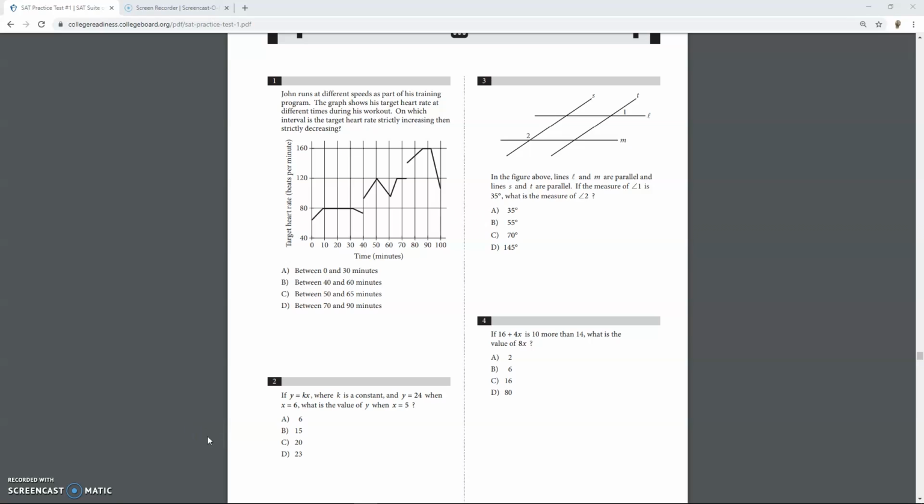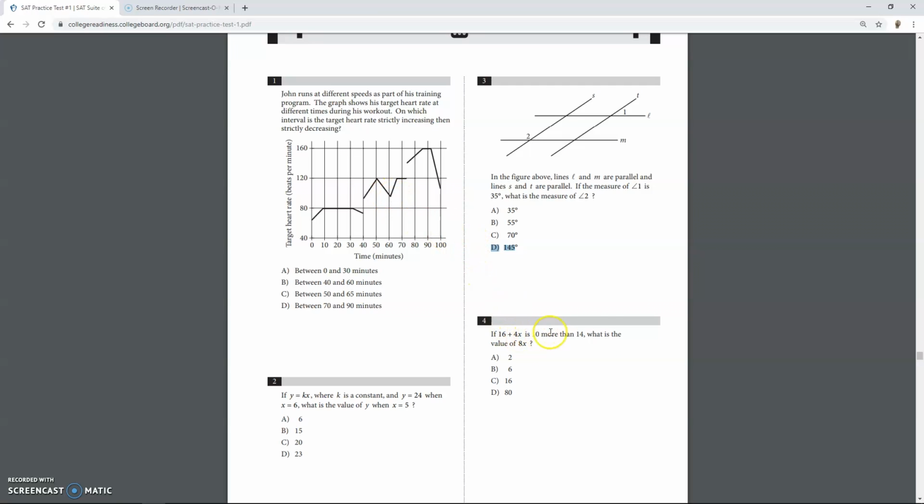For the third question, on the figure, L and M are parallel to each other, and S and T are parallel to each other. And so for the angle 1, we know that this angle here equals to this angle here, and this one also equals to this one since line L and line M are parallel to each other. We know that these two add up to be 180 degrees. So we use 180 degrees minus 35 degrees and get the answer D, 145 degrees.